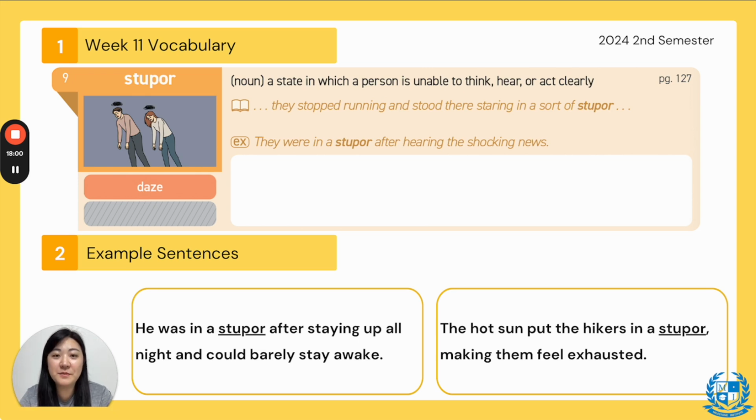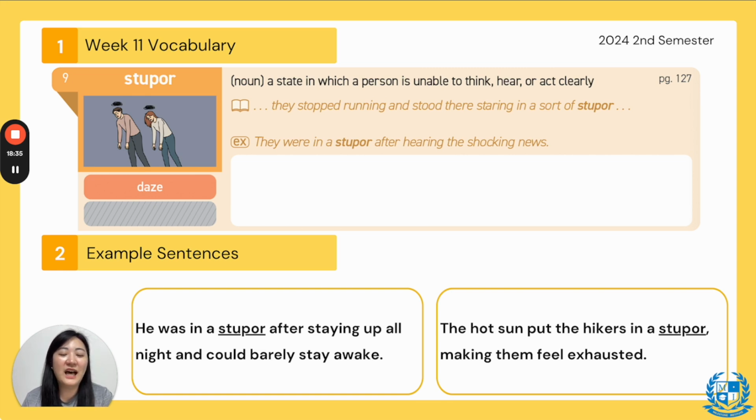Example, 1, 2, 3. They were in a stupor after hearing the shocking news. Again, they're in a stupor, unable to think clearly. Here, it says he was in a stupor after staying up all night and could barely stay awake. That is not healthy. One piece of advice, never stay up late. Always sleep when you're supposed to sleep, or else you'll end up in a stupor and you won't be able to think clearly, hear clearly, or even act clearly.